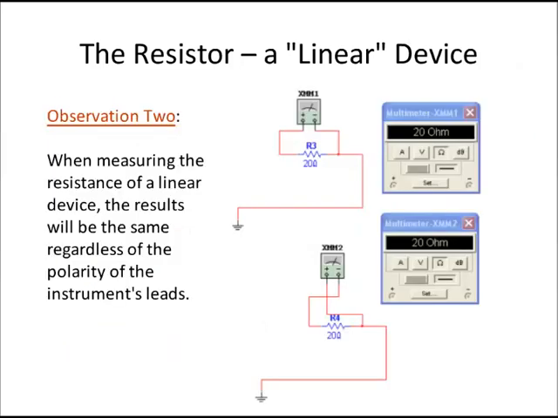Another way that we can prove that a resistor is a linear device is if we were to measure its resistance. In the top diagram, I have the positive lead of the ohm meter to the left-hand side of R3 and the negative lead to the right-hand side of R3, and the resulting resistance is 20 ohms. Note that in the bottom diagram, I reversed the leads on the ohm meter, but the resistance is identical, 20 ohms. So when measuring the resistance of a linear device, the results will be the same regardless of the polarity of the instrument's leads.